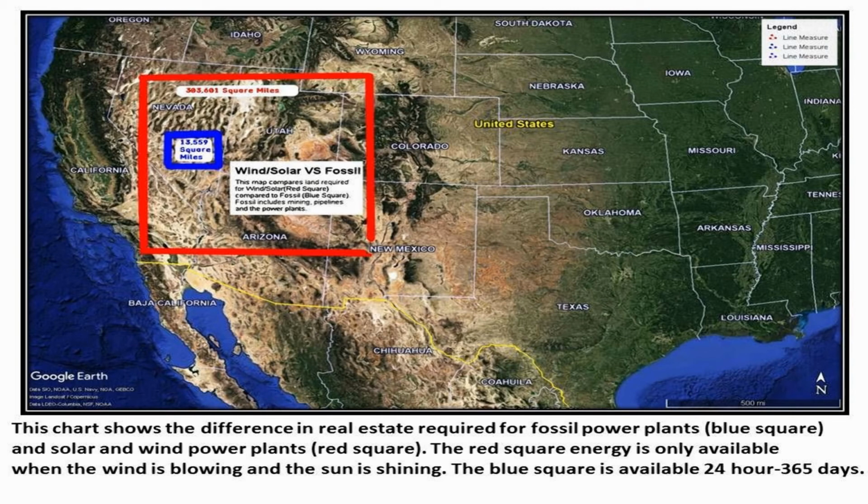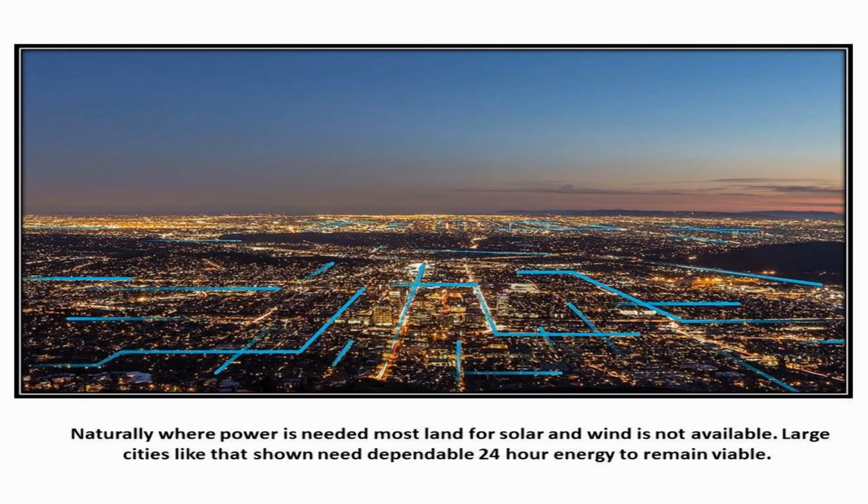The red square shows the bulk real estate as though all of the plants are adjacent to each other. Of course, that is impossible because the sites would be spread all over the U.S. and must be located where power is needed and where large amounts of real estate is available. Naturally, where power is needed the most, land for solar and wind is not available. Large cities like that shown here need dependable 24-hour energy to remain viable.